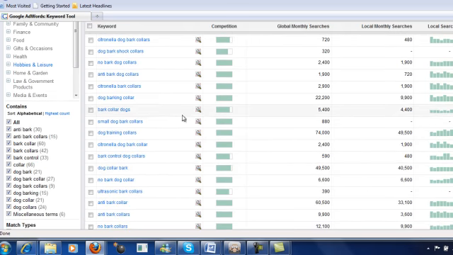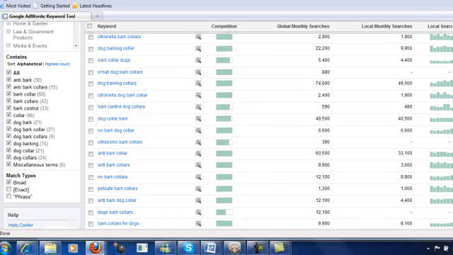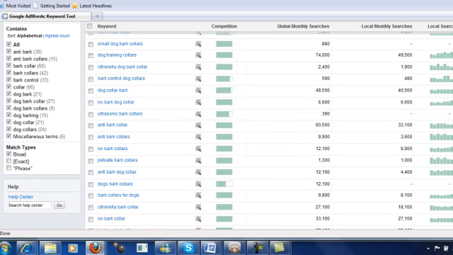All right, bark collar dogs. Here's something with a little less competition. Not fantastic in numbers. Ultrasonic bark collars. There's just not enough information there. It looks like not enough people searching.